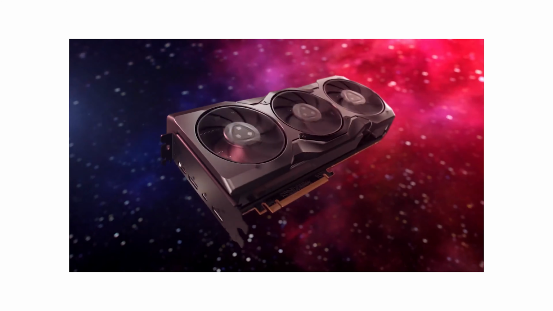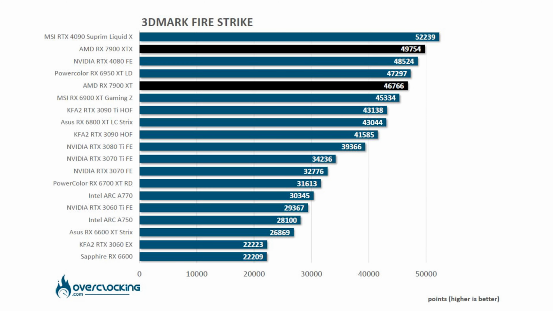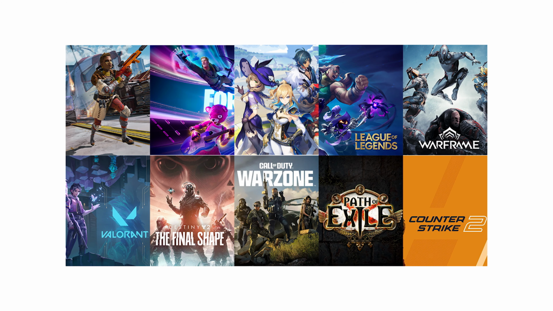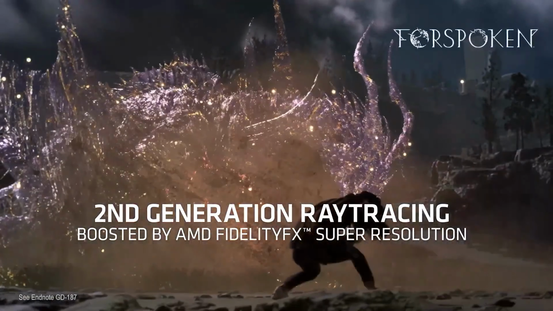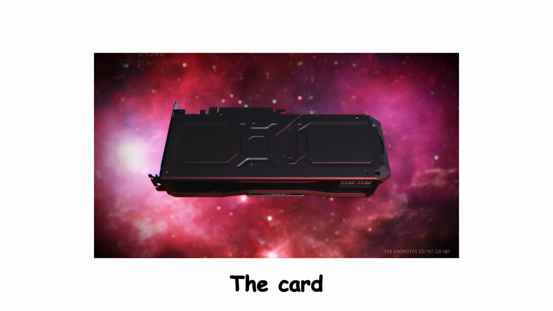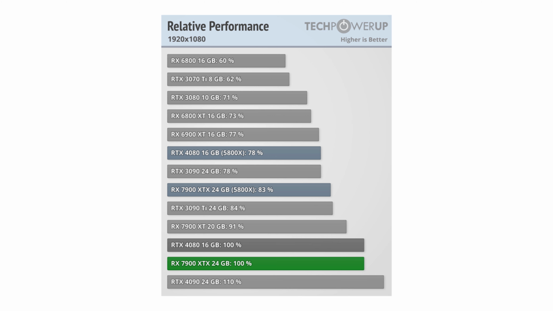The RX 7900 XTX focuses heavily on traditional rendering performance, often called rasterization, which is the core method games have used for decades. It also supports hardware ray tracing and AMD's upscaling technology known as FSR, allowing games to achieve higher frame rates. The card is often praised for offering strong performance relative to its price in the high-end segment.